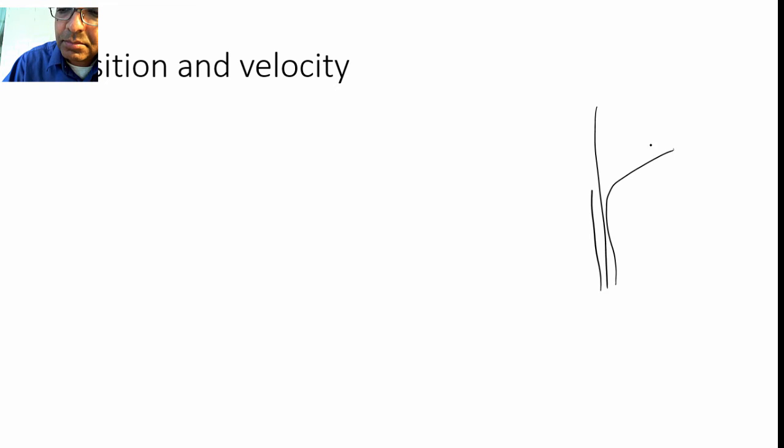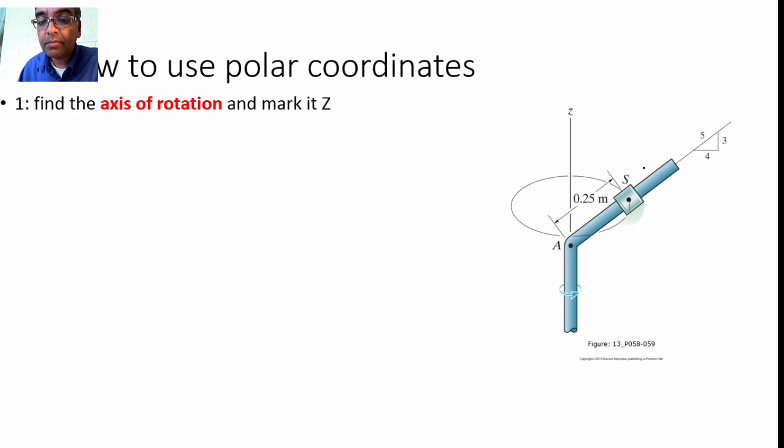So here is my object. Let's do this first. First thing to do is find the axis of rotation. That's that axis, because you can see the rotation is around that. So that's called the z-axis. That's the first thing to do.